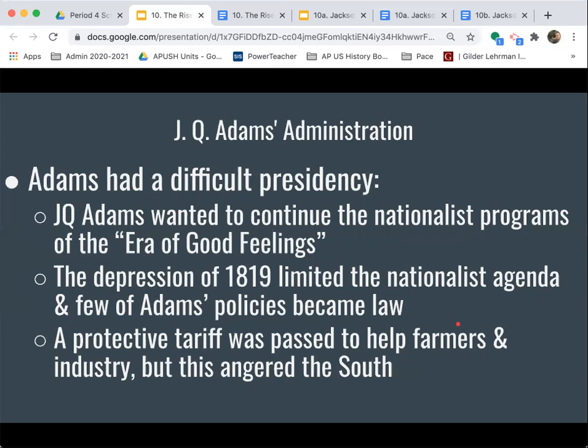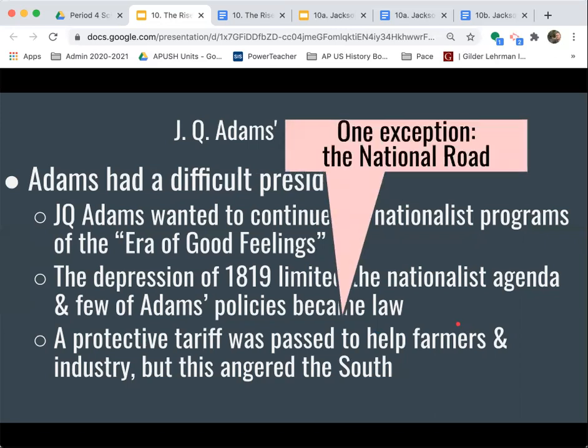So the economy's in worse shape, which is going to limit Adams' agenda. To try to fix some of the Panic of 1819 problems, they pass a protective tariff, which I talked about in class last week, to try to help farmers and industry, but this really makes the South mad, so there's some sectional problems at hand as well. His one big success, right? Both he and his dad have presidencies in which you can name one success, so maybe they're not the best presidents. His one big success is he does get the national road authorized, which is going to unite the East and the West. Of course, this is the nationalist agenda of federal government funded infrastructure. Quincy Adams' big accomplishment as president was a national road. Get some, John Quincy Adams.